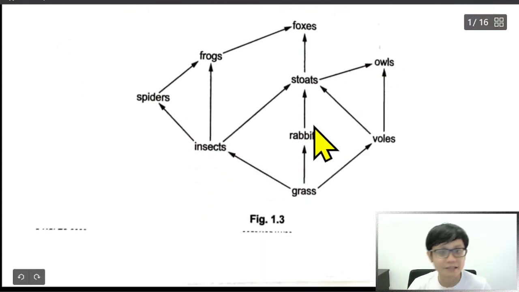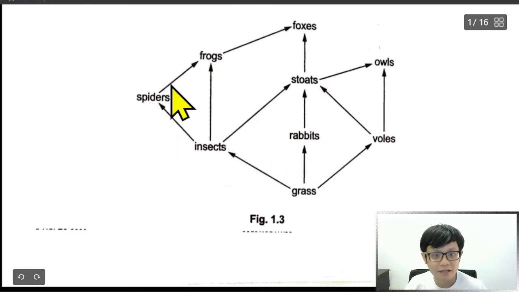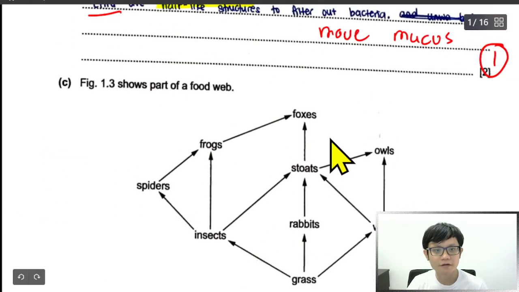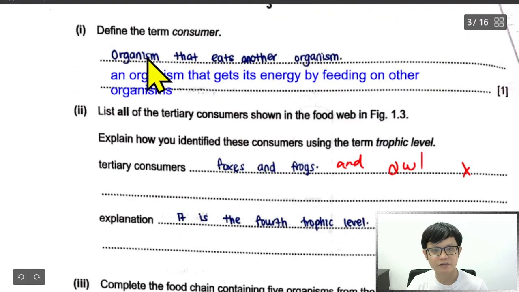So we can see this is a food web. What is a food web? A food web is a combination of food chains. So I can see many food chains here. Correct or not? 1 food chain, 2, 3, 4, 5, 6, 7 food chains. I think there are a total of 7 food chains in this food web, if you count. Okay, this one down here. Next page, continue from here.